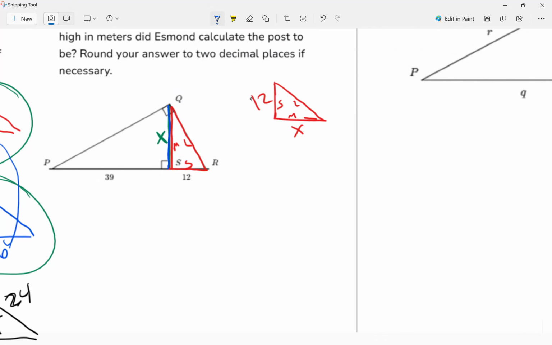Then I'm going to use the blue triangle here. I need to calculate small, medium, large. The small side is X. The medium side is 39, and the large side is blank.